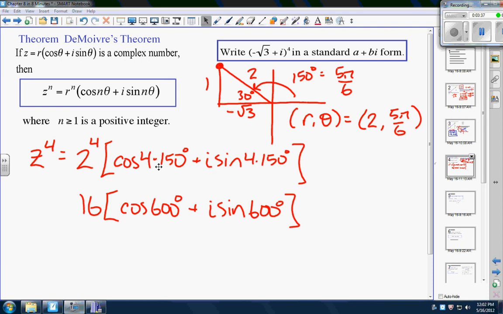So you can go radians, you can go degrees. Degrees are probably easier in this case. We go ahead and plug it in just according to the formula, and we get here. Now we look at what they want. They want it in a plus bi, so we need to take this and simplify it.